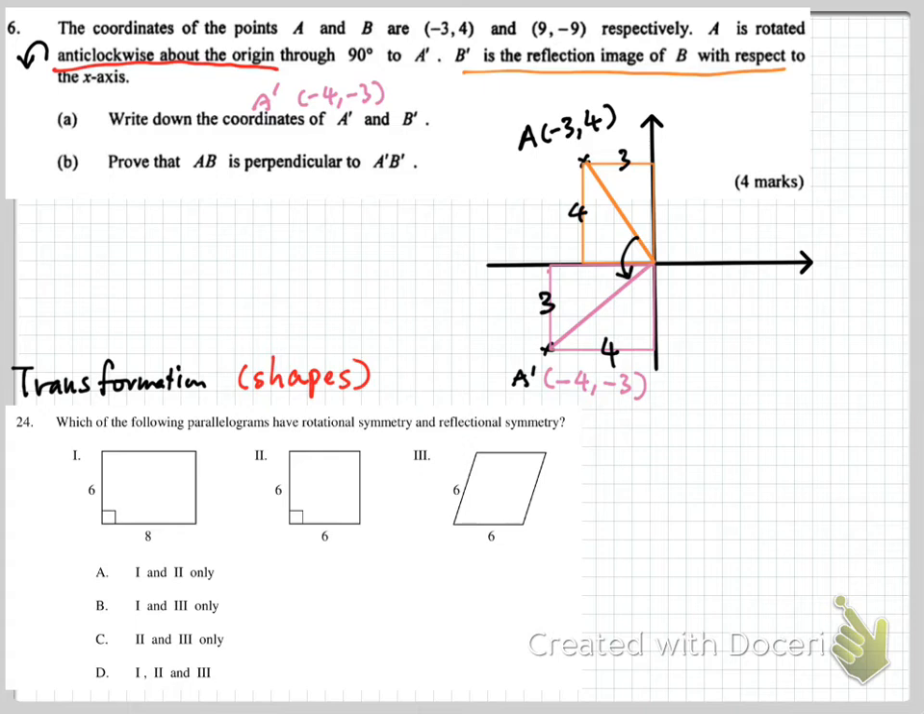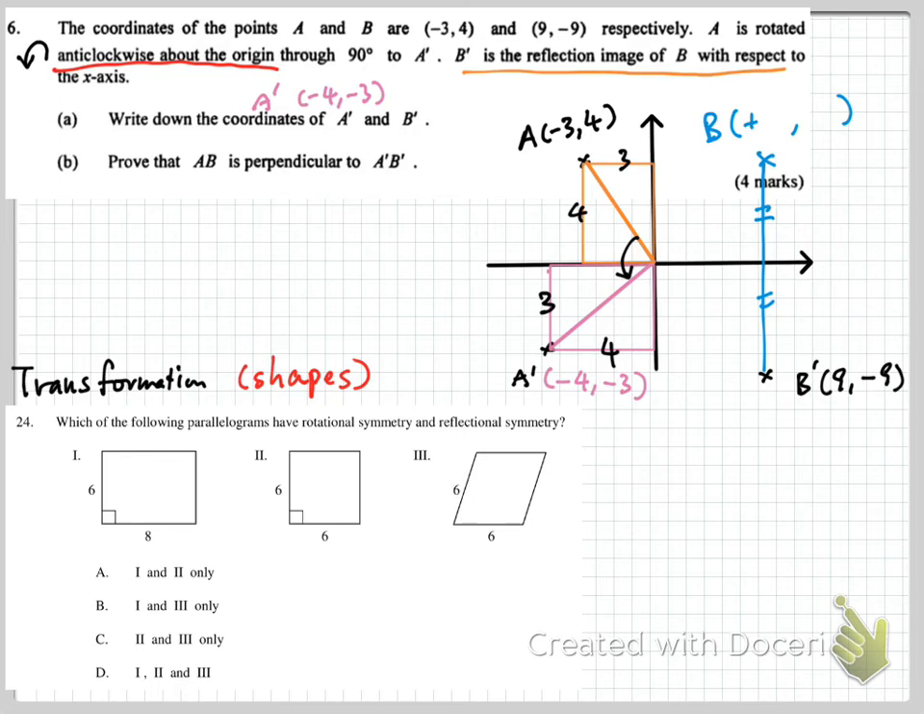And then let's look at point B. Point B used to be 9 and minus 9. So which quadrant is it? 9 and minus 9 will be in the fourth quadrant. X is positive, y is negative. Now this one is reflected with respect to the x-axis. So it goes up. It's reflected with respect to the x-axis, not the y. If it were the y-axis, it would be here. But it is reflected with respect to the x-axis. We use the x-axis as the mirror.